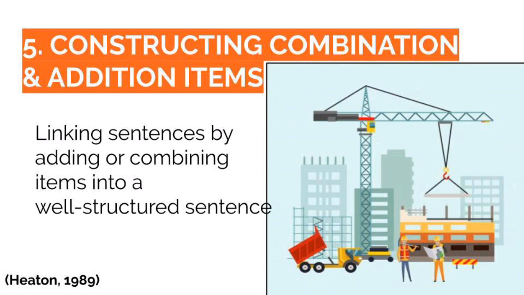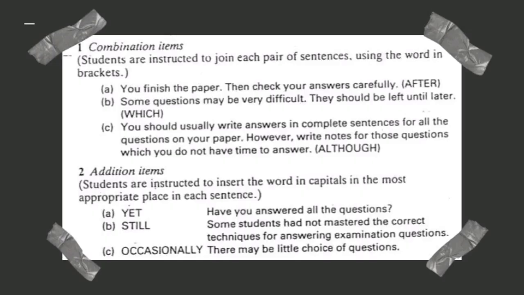The last type is constructing combination and addition items, where linking sentences to one another by adding or combining the items to form new well-structured sentences. Take a look at this example. Number 1 is the example for combining items, where students need to join each pair of sentences with the word in brackets. And in number 2, as the example of adding items, students are instructed to insert the word in capital in the most appropriate place in the sentence.